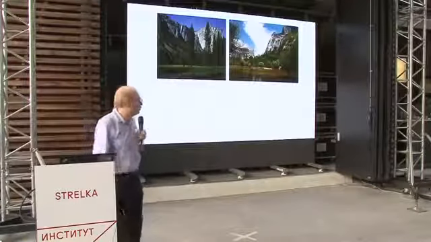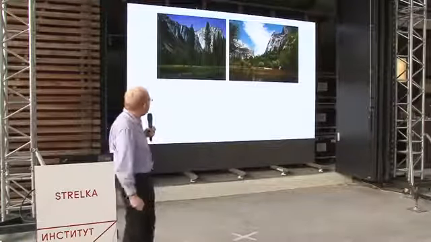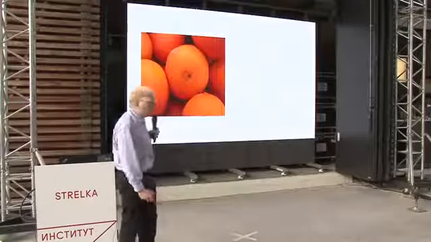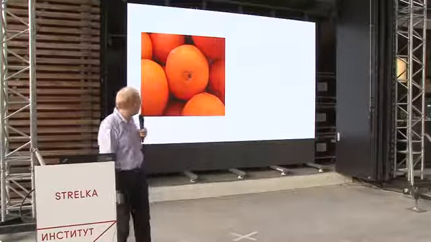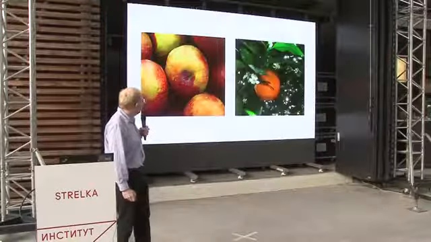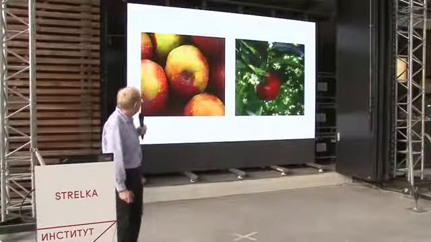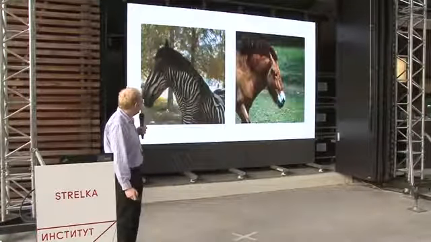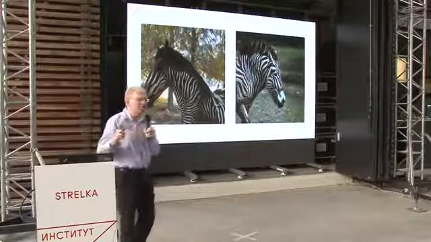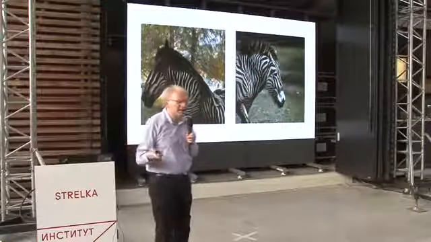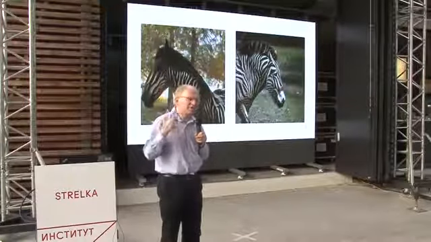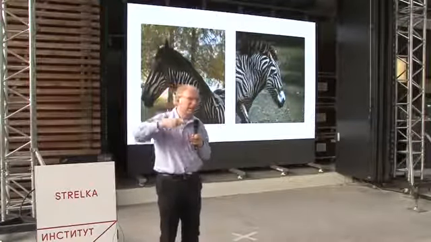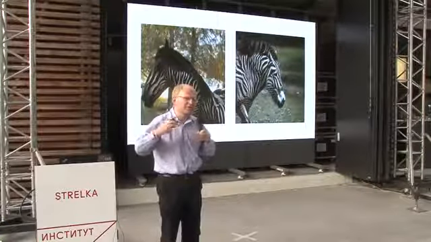We can also do changes of season, summer to winter, and then winter to summer. We can turn oranges into apples, and then back again. We can take horses and turn them into zebras, and the other way around. Notice that the background also changed, and that's to be expected because it never was told what a zebra is. Because zebras hang out mostly in Africa, it's warmer, so everything looks more yellow.